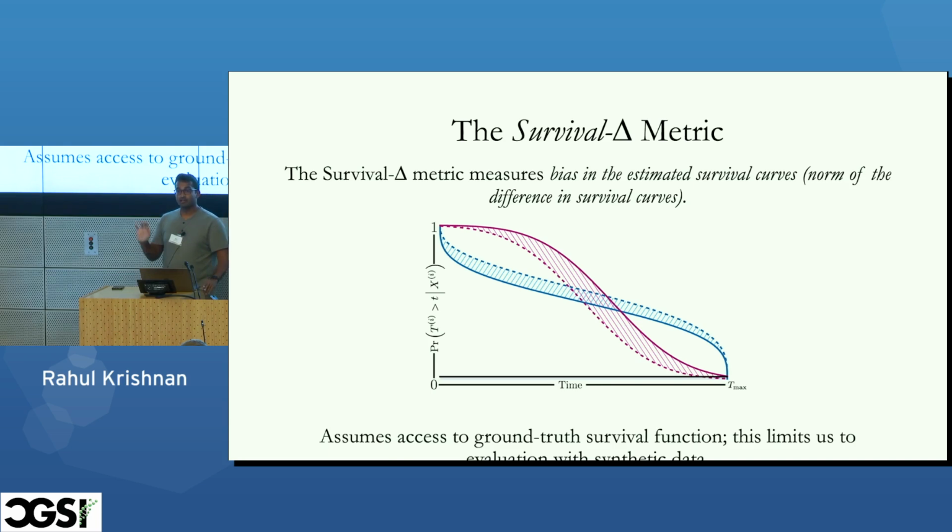And so, given some of the experiences that we had with the existing set of metrics, we came up with our own metric that we call the survival delta metric, which represented the bias in the estimated survival curves, which were the norms of the difference in the survival curves for the observed events and the predicted events under the model that we described a few slides ago. So we would predict the risks, and using the predicted risks, create a survival curve. And then we had the ground truth survival curve because we had access to the data generating process. And I should highlight that this is a limitation of this metric because it does require access to the ground truth risk function. And we would simply look at the difference between the two.